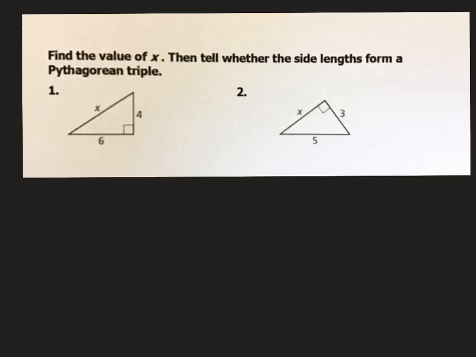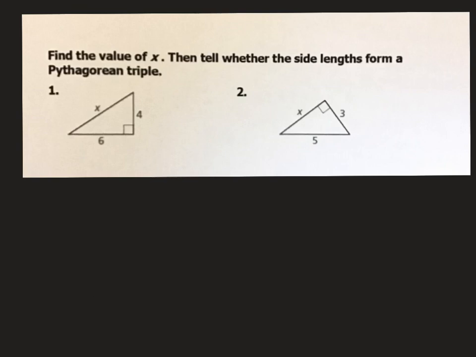Okay, so we are going to jump right into solving for a missing side. We're just finding whatever value is missing with Pythagorean theorem, and then we're going to determine, does it form a Pythagorean triple? Pythagorean triples, remember, are whole numbers. So there's no decimal, no fraction, or anything like that. Every side length has to be a whole number.